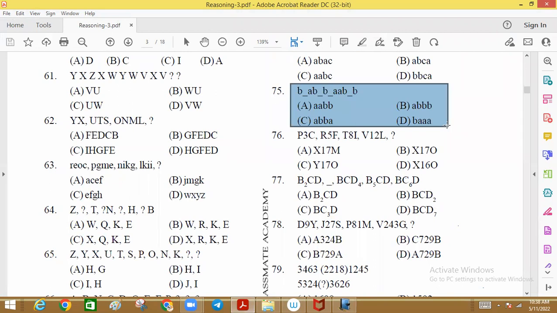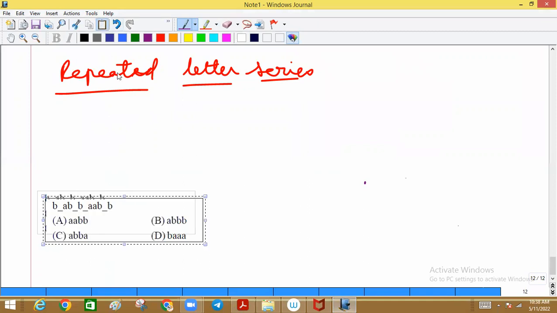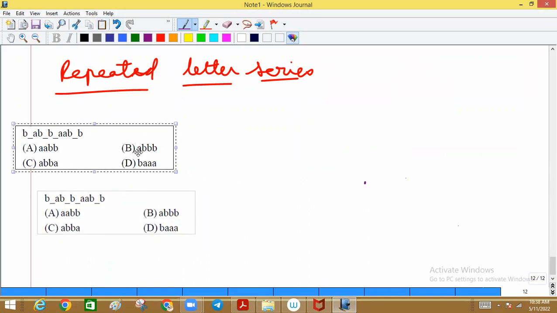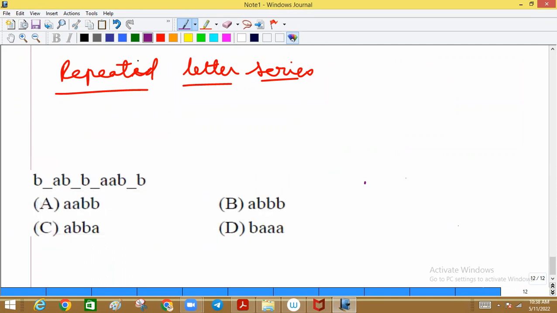1, 2, 3, 4, 1, 2, 3, 4. Okay. So what exactly is the examiner expecting from this? See the word. The word itself says that it is a repeated letter series. So one pattern will keep on repeating. That is the meaning of repeated letter series. You need to identify how that pattern is repeating.